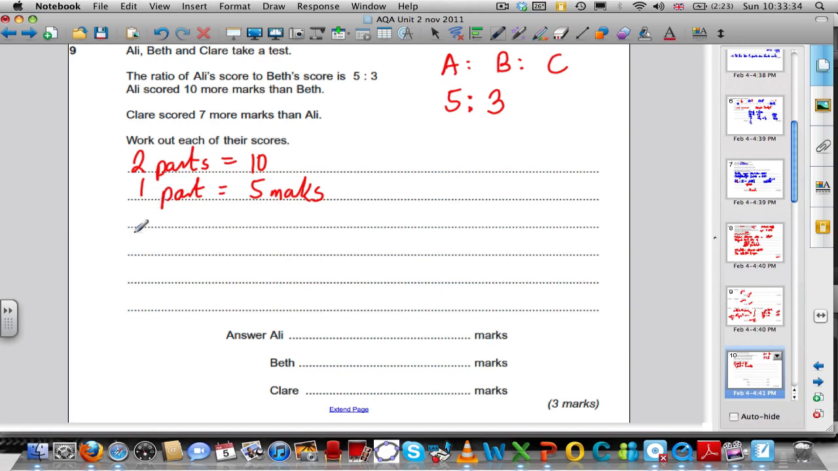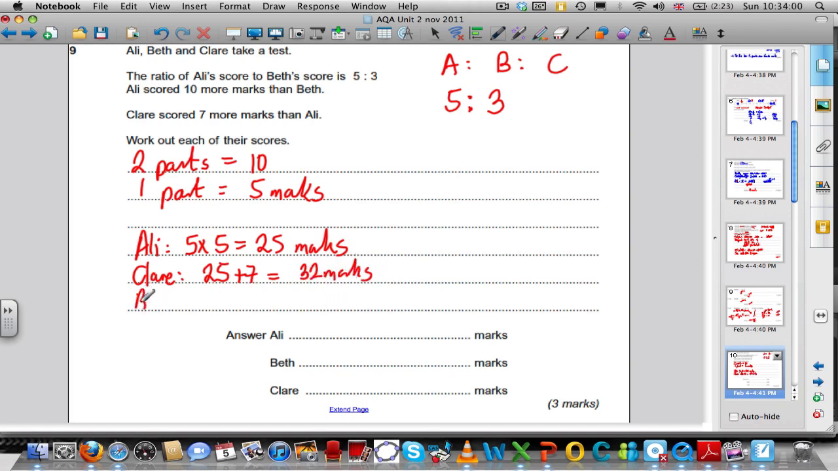Well, how much did Ali score? Ali scored 5 parts multiplied by 5 marks, so he must have scored 25 marks in total because he had 5 parts and each part is worth 5 marks. So Claire must have scored the 25 plus 7 extra marks, so she must have scored 32 marks.